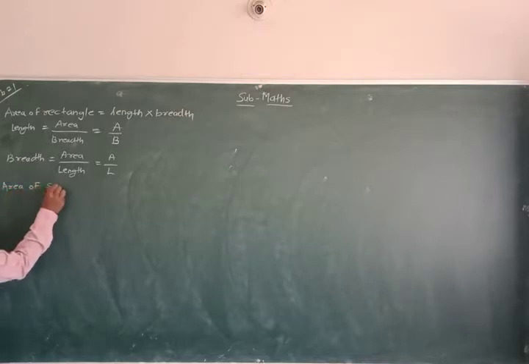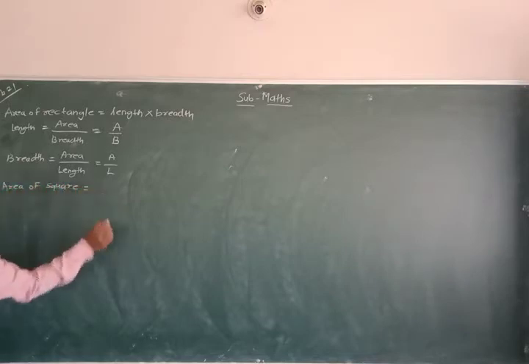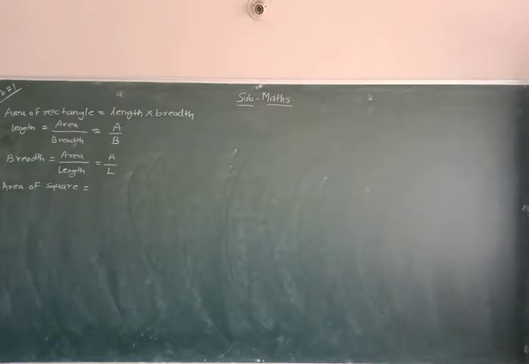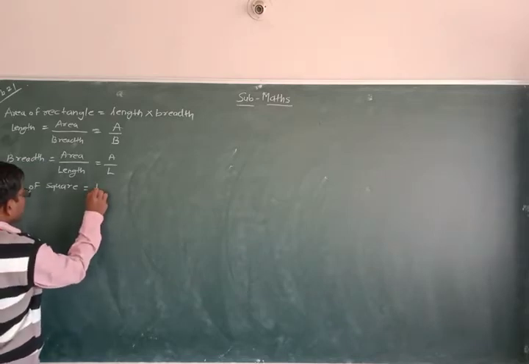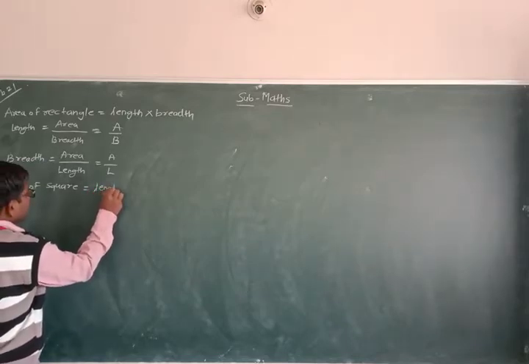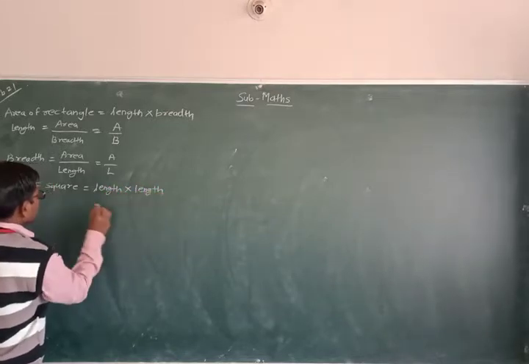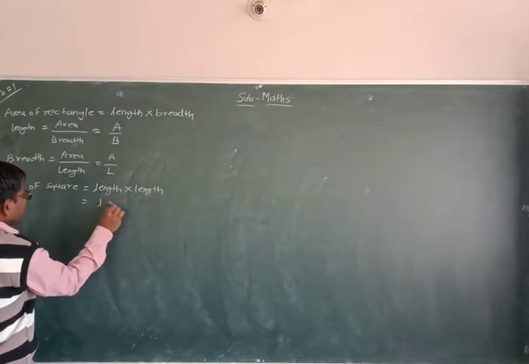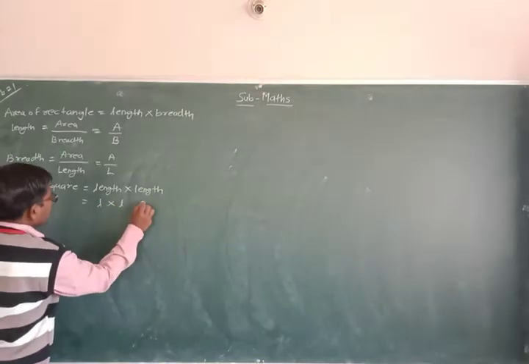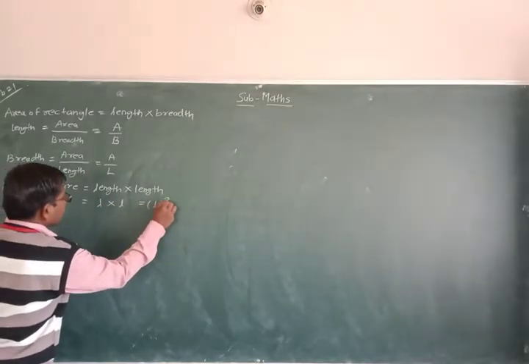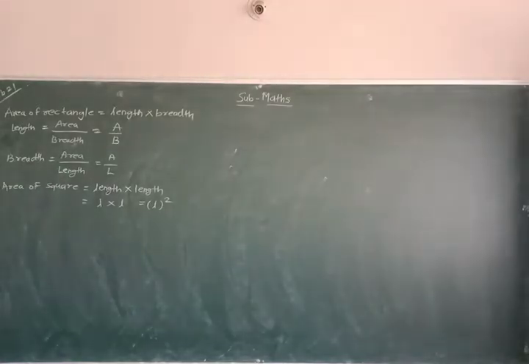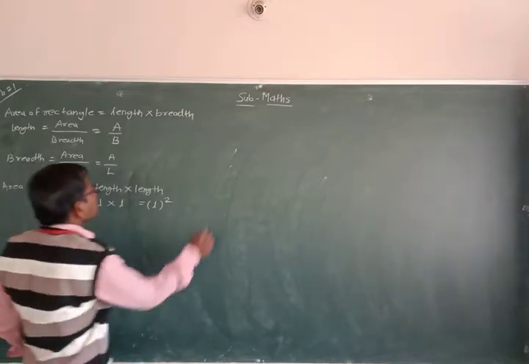Area of square is side multiplied by side, or length multiplied by length. In short, we write L multiplied by L is equal to L square. We write this down. So, we start the exercise.